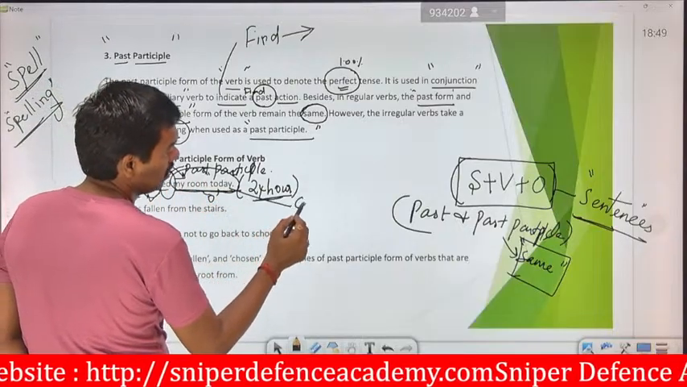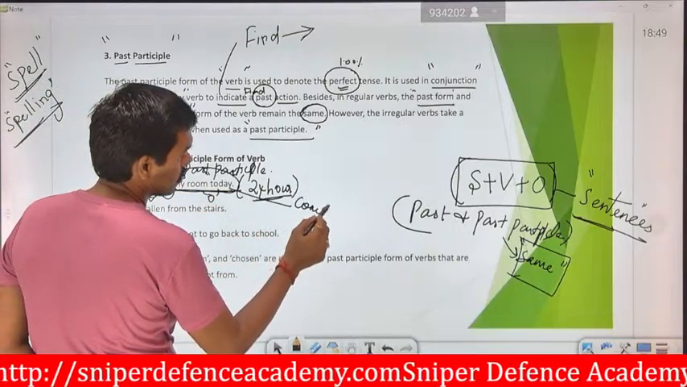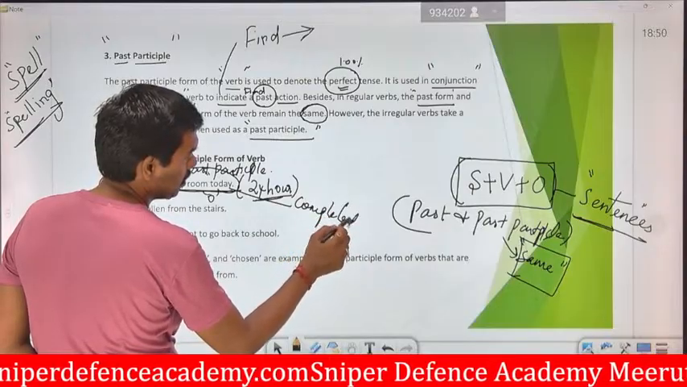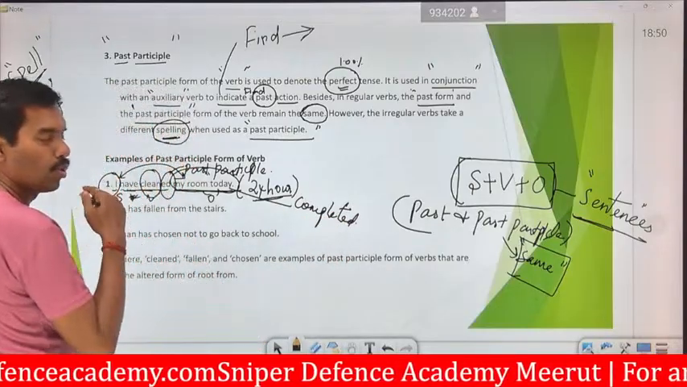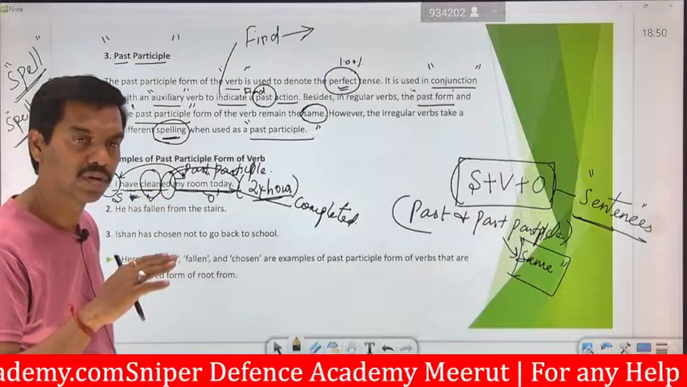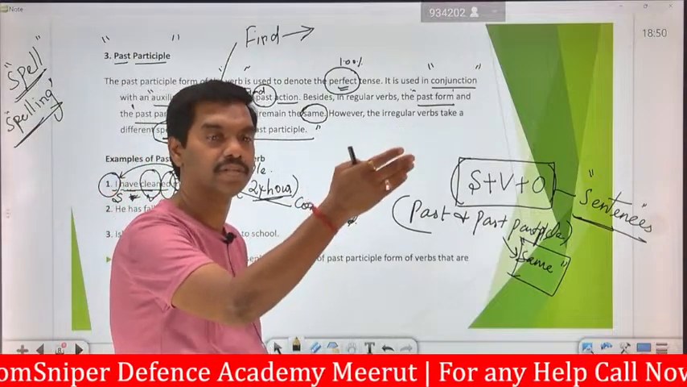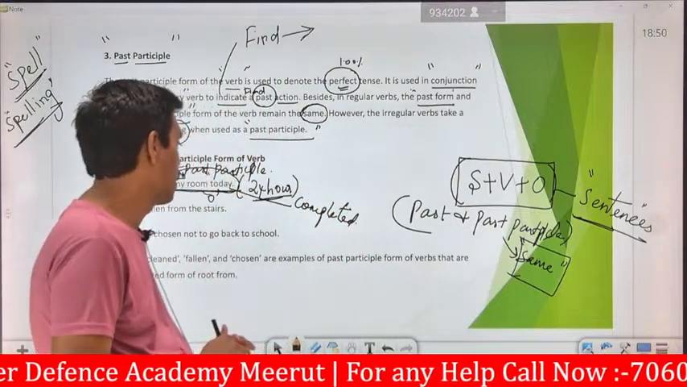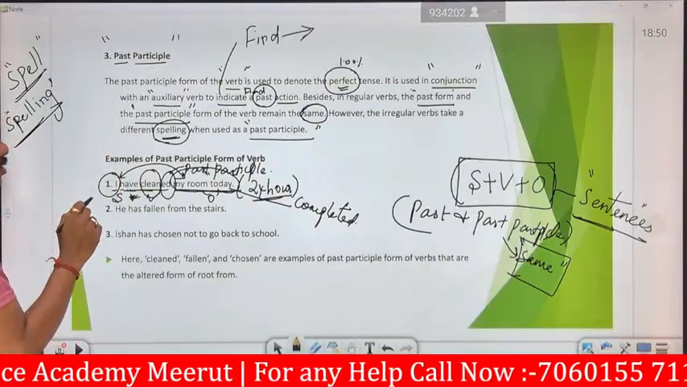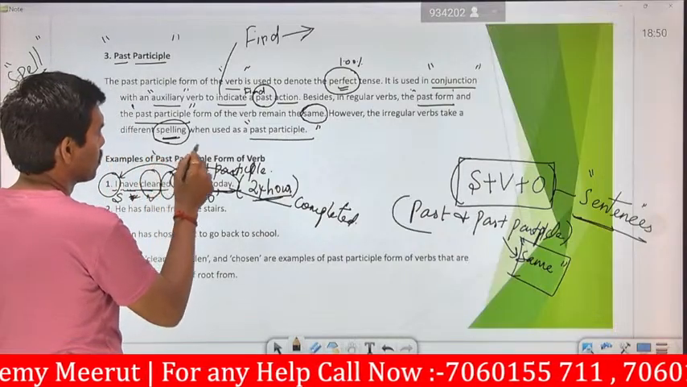is a completed process. The work has taken place. The work has been completed. It is said to be the past participle form of verbs.